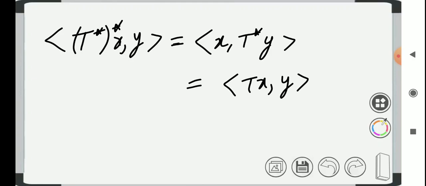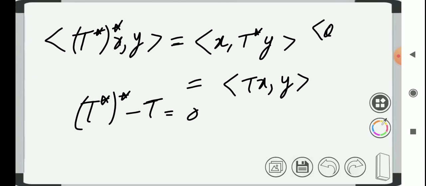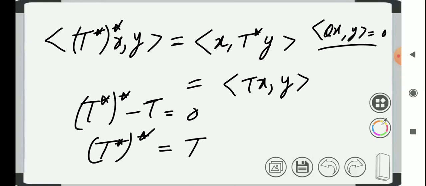And from this it follows that T star star minus T must be 0, because we already proved the defining property for the 0 operator. Q inner product with y is 0. If we have this for all x and y, then Q must be a 0 operator, which implies from this equality that T star star minus T must be a 0 operator. Hence T star star must be the same as T. We simply prove our property: T star star is simply T.